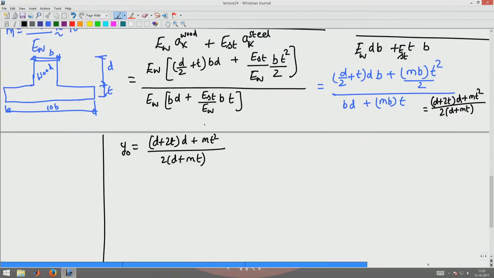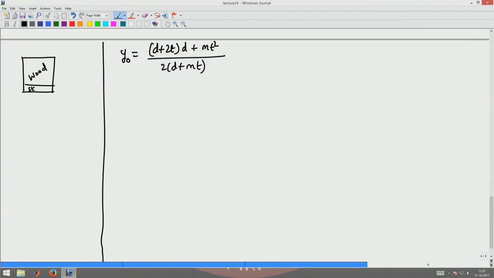Now, for the same section of steel and wood of depth d, t and width b, I am interested in computing the integral of E times (y minus y naught) whole square dA. Where y naught was some distance here, this is y naught. And remember, we took the axis as this as y and this was z. So, now what will this be?